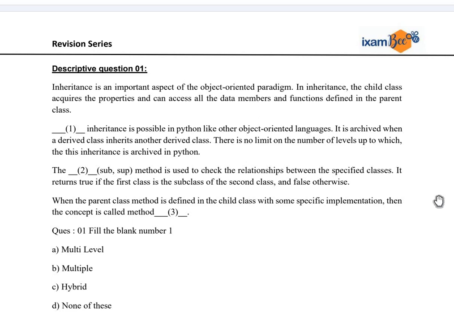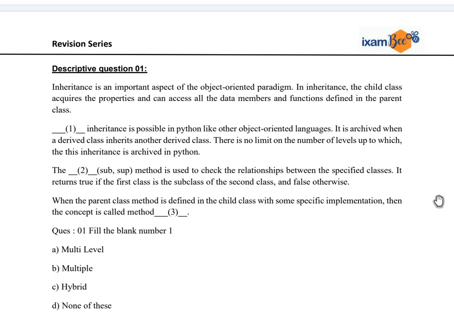that it is like in other object oriented language, so it is like something which is there present in other languages as well. We are talking about that particular feature. So here the correct answer will be multi-level inheritance. There are two hints from where you can get this particular question correct. Now let's read the next line. The dash sub comma sub method is used to check the relationship between the specified class.